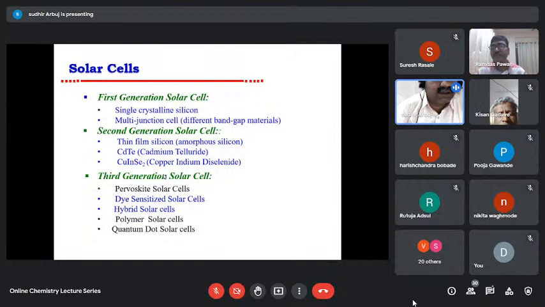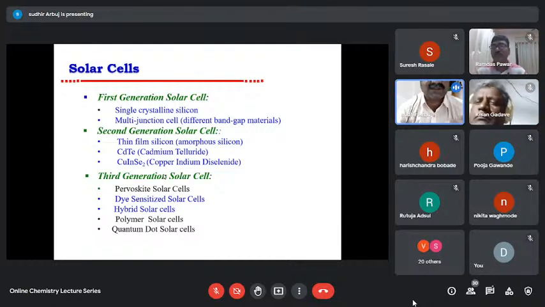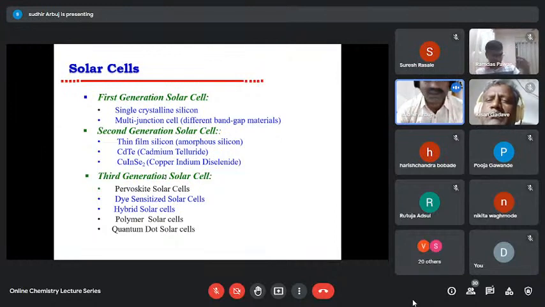Solar cells are generally categorized into three generations, depending upon the fabrication process. In the first generation, single crystalline silicon is used. In the second generation, instead of single crystalline, a thin-film technology is introduced to prepare the silicon solar cell, and the amount of material is reduced. The third generation is what we are doing right now in our laboratories.